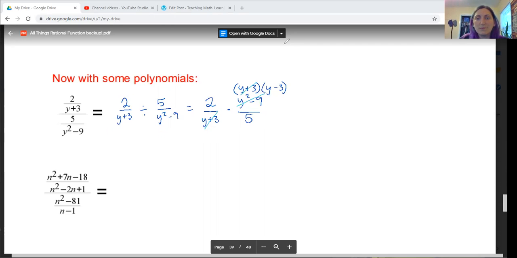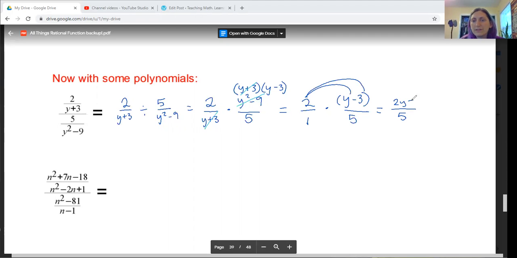Okay, and now it's looking a little messy, so I'm going to rewrite it. We have 2 over, this has become a 1, and then this has become times y minus 3 over 5. Okay, so the denominator is 5. That's cool. And then you have 2y minus 6. And there is your answer.